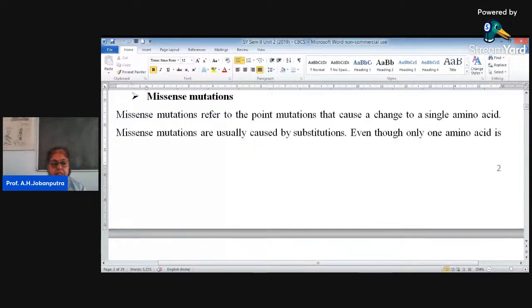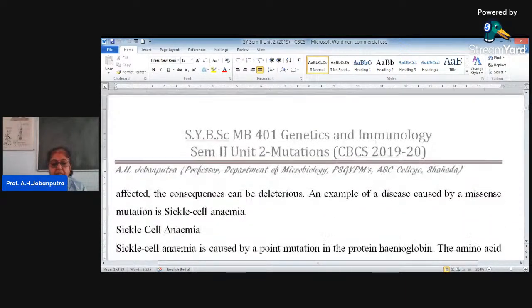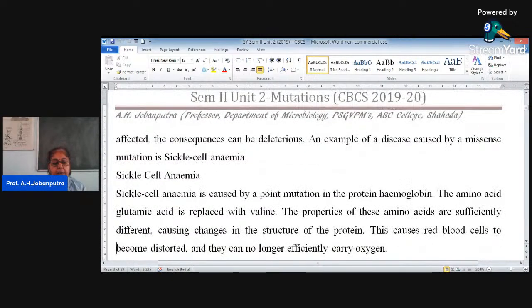Missense mutations. So missense mutations are those point mutations which cause change in one single amino acid. These missense mutations are again caused by substitutions. So only one amino acid is affected. जे आपण आता मगाशी बघितलं ते एक missense mutation होतं, and that is sickle cell anemia.